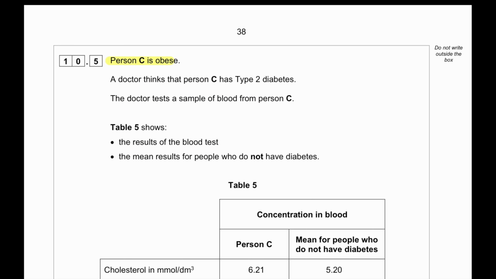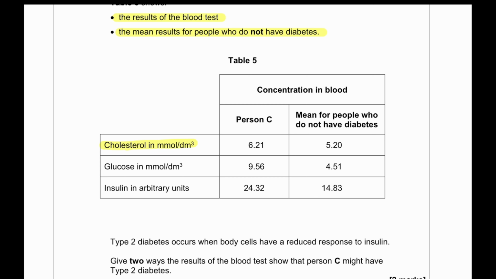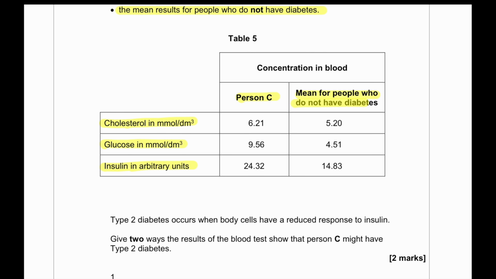Person C is obese. A doctor thinks that person C has type 2 diabetes. The doctor tests a sample of blood from person C. These are the results of the blood test, and the mean result for people who do not have diabetes. Cholesterol in millimole per dm cubed, glucose in millimole per dm cubed, and insulin in arbitrary units. So let's see person C. The mean for people who do not have diabetes is much lower, and in person C, the amount of cholesterol is higher, the amount of glucose is higher, and the amount of insulin is also higher.